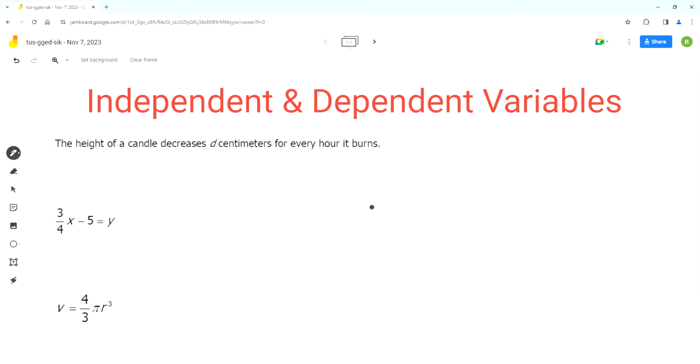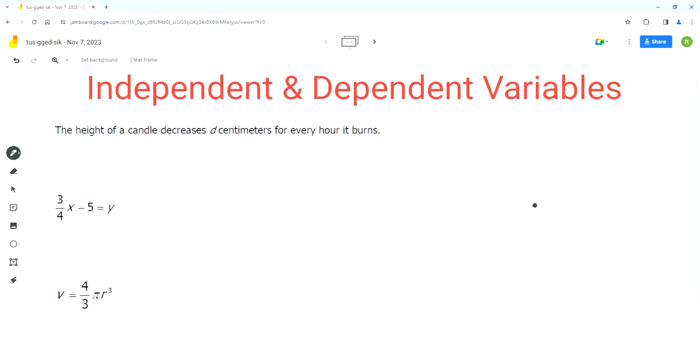Hello everyone. So in this video, we will solve this problem based on the concepts of independent and dependent variables. In this problem, we have to identify the independent and the dependent variable in each of these three relations. Now the first step here is to understand what is an independent variable, what is a dependent variable.